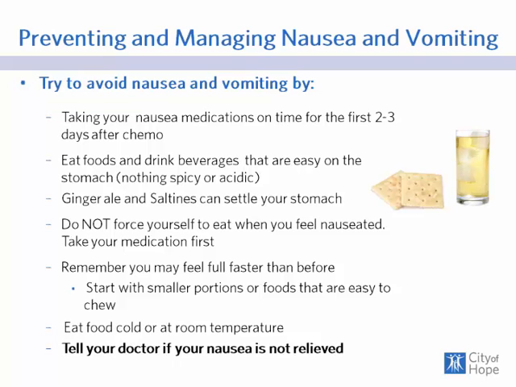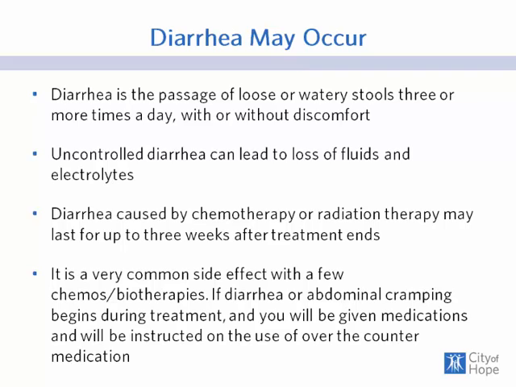Diarrhea may occur. Diarrhea is the passage of loose or watery stools 3 or more times a day with or without discomfort. Uncontrolled diarrhea can lead to loss of fluids and electrolytes. Diarrhea caused by chemotherapy or radiation therapy may last for up to 3 weeks after treatment ends. It is a very common side effect with some chemotherapy and biotherapy treatments. If diarrhea or abdominal cramping begins during treatment, you will be given medication and will be instructed on the use of over-the-counter medication.